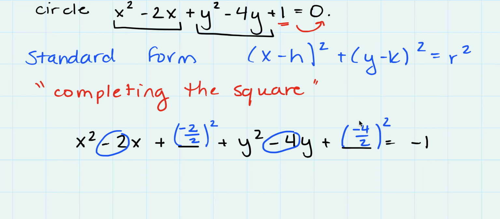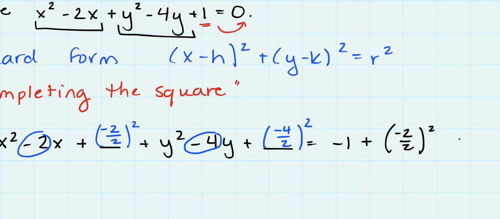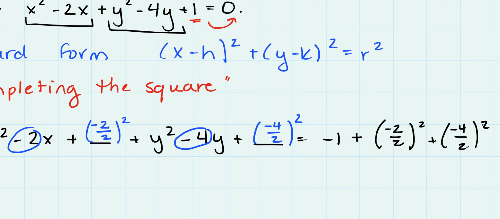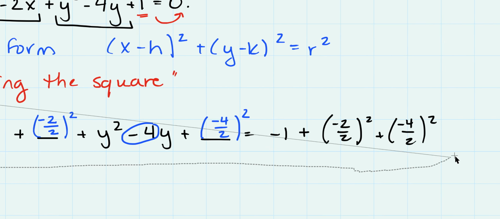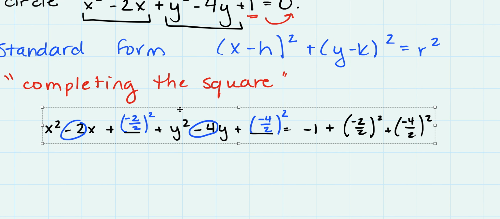Now whatever I do to one side of the equation, I have to do to the other side. So I'm going to add both of these numbers to the other side. So I'm going to say plus this -2 over 2 squared and plus -4 over 2 squared. Because remember, whatever you do to one side of the equation, you always have to do to the other to keep the same equation. And so I'm adding 2 numbers here, and I'm going to add them here as well.